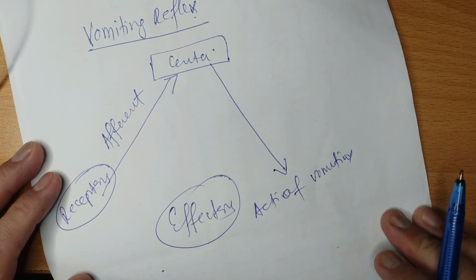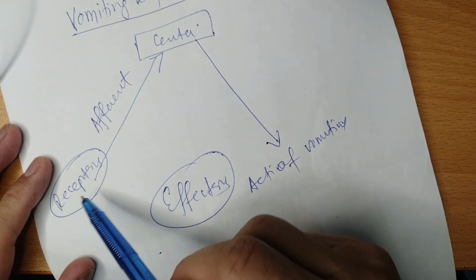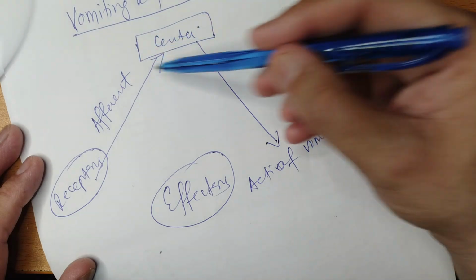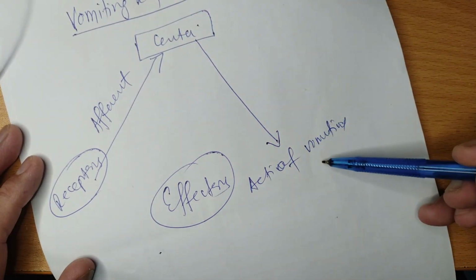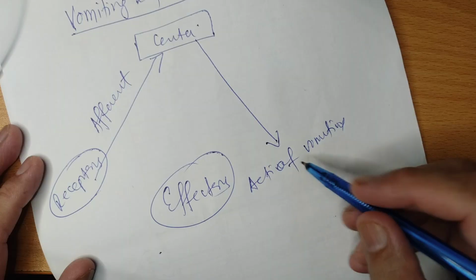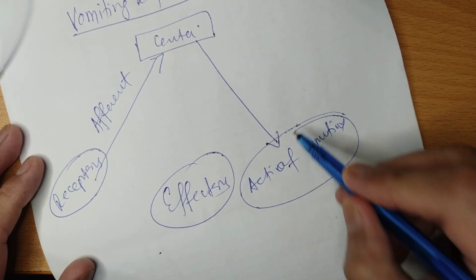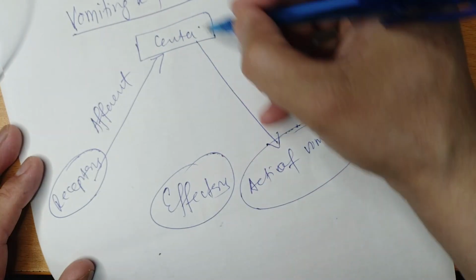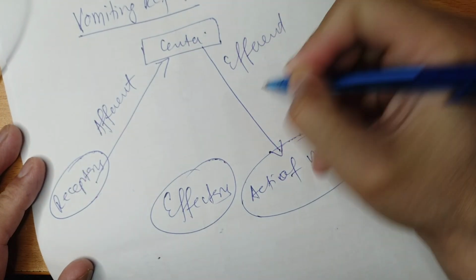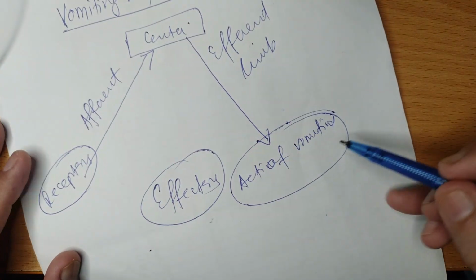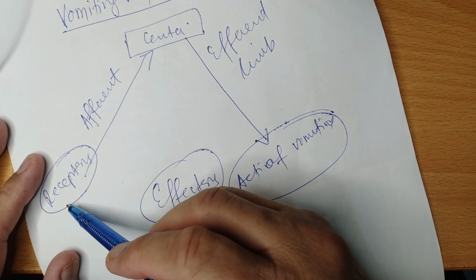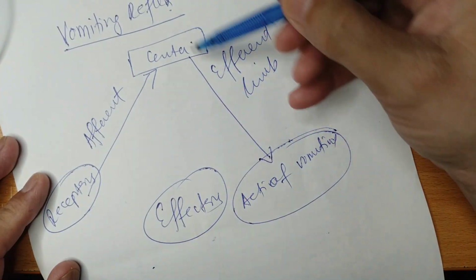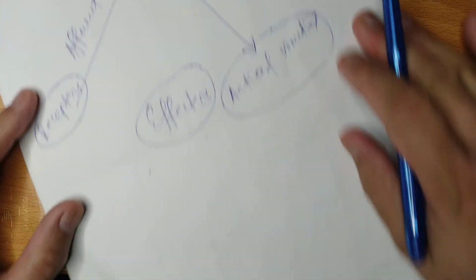So just like other reflexes, it has receptors which receive information. They convey information to the center, and in the center the information is processed and is conveyed to the effectors which perform the act of vomiting. So it has receptors and an afferent limb conveying information to the center, then an efferent limb. To simplify the diagram, receptors receive the information, convey to the center, the center analyzes and processes the information and conveys it through the efferent limb to the effectors which perform the act of vomiting.